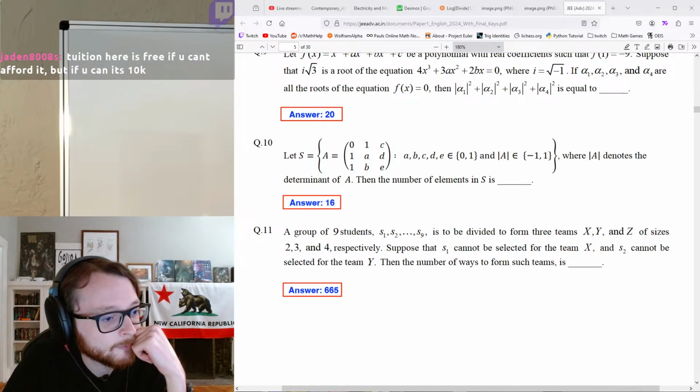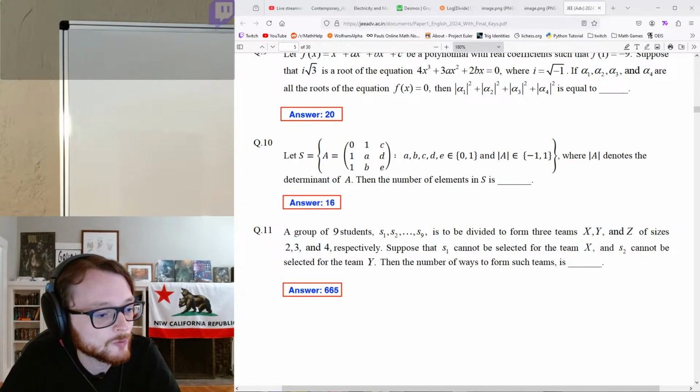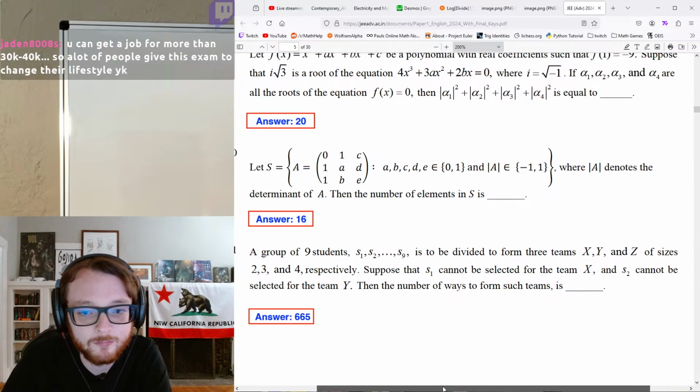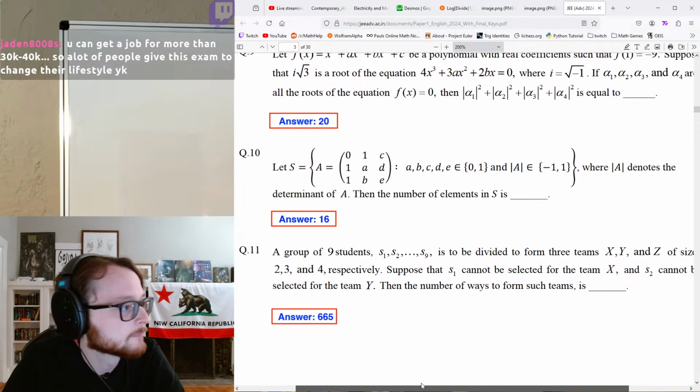Sort find determinant in terms of A, B, C, D, and E, then just make cases. You make a 5-variable equation with just the values. Tuition year is free if you can't afford it. If you can't, it's 10K. Switch to Twitch? Okay. It's up to you. Yeah, I mean, I guess if we do get the equation for this determinant, we can probably do something.